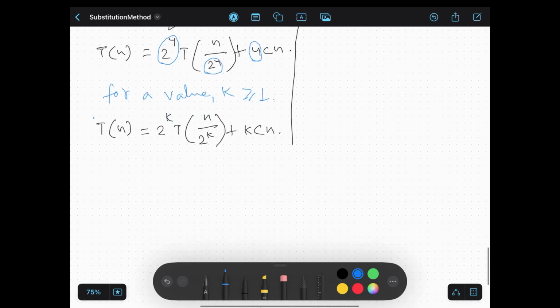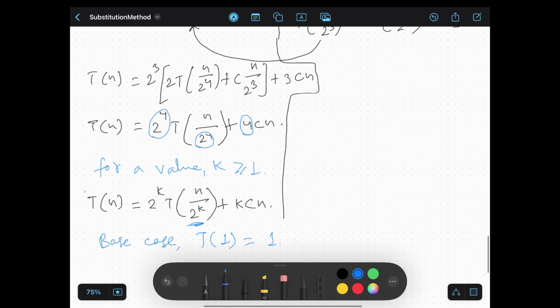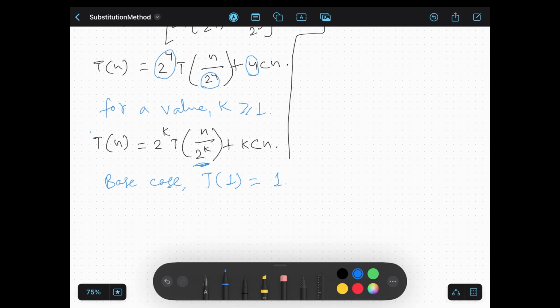Okay. Now let's do the base case. Base case says T1 is equal to 1. This means this has to be 1, because we keep on reducing n divided by 2, n divided by 2 to the power 3, n divided by 2 to the power 4, and slowly when we keep on dividing, there will be a value of k which will make this expression 1.